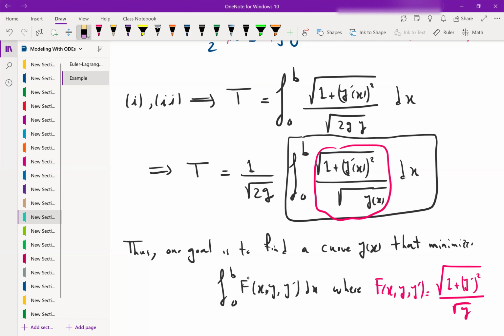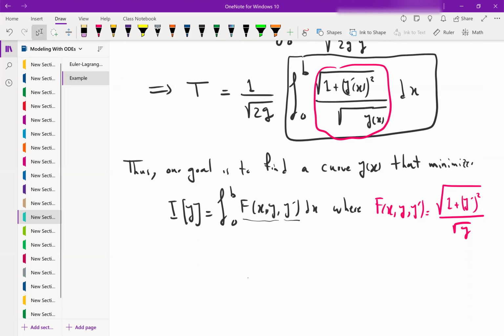So this is what you can call your I of y. This is the functional that you want to minimize, and that is your f. In this example, the expression inside the integral is the square root of 1 plus y prime squared, divided by the square root of y. It is an expression in terms of y and y prime. You can view it as an expression in terms of x and y prime. It doesn't matter.